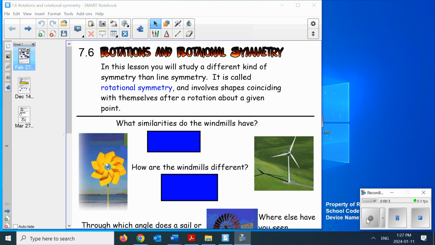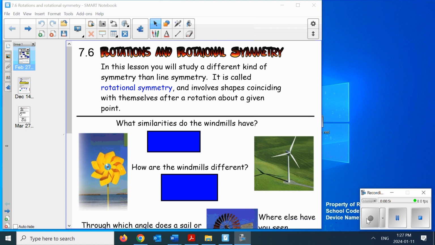Anyways, I'm going to whiz through this because we've already talked about it. I want it recorded in case someone's watching from home. In this lesson, you're going to study a different kind of symmetry, different than line symmetry, which is mirror images. It's called rotational symmetry. And you will put the phone away, Chris. Yeah, please, twist it upside down. I don't want to see you using it.